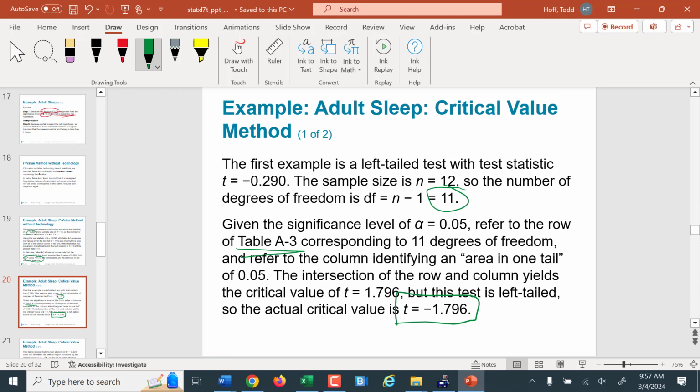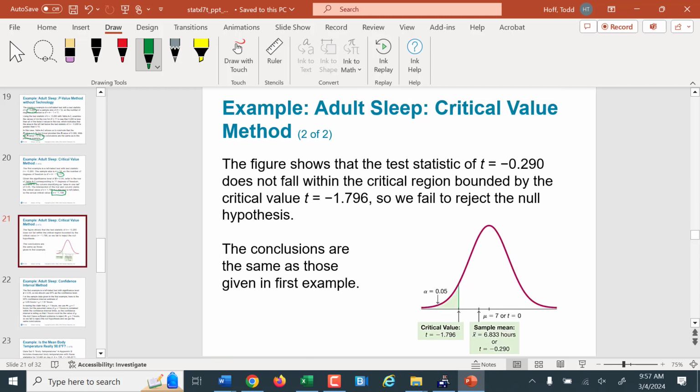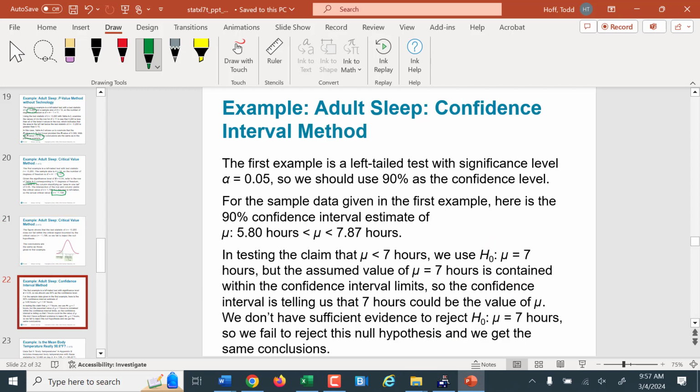And of course, because our test statistic is not less than that, we fail to reject. So basically, we don't have enough evidence to prove that people get less than 7 hours of sleep a night on average. So now there's the confidence interval method, which when we did proportions, we said wasn't exact. For means, the confidence interval method is exact.